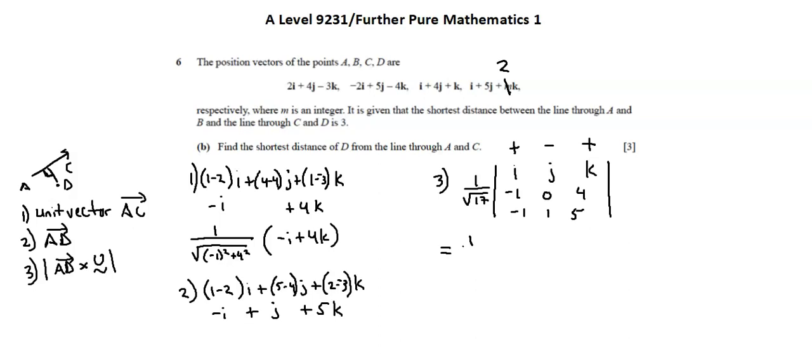I end up with 1 over root 17 times the column matrix, negative 4, 1, and negative 1, which multiplies out to 1 over root 17 times the square root of negative 4 squared plus 1 squared plus negative 1 squared, which equals 1.03. This is the shortest distance of D from the line through A and C. This completes the requirements for Part B.